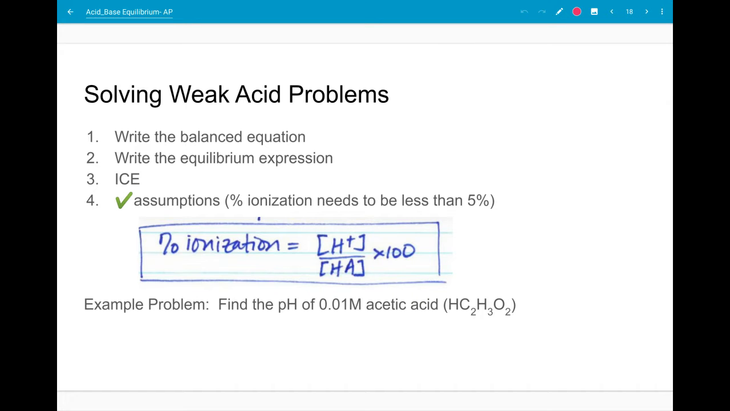Here is the process to solve a weak acid problem. We're always going to start with writing the balanced equation. Then you will write the equilibrium expression. Use ICE appropriately. You'll check your assumptions, which is percent ionization needs to be less than 5%. To find the percent ionization, you take your H+ concentration divided by the initial concentration times 100. Now this check is going to work pretty much most of the time. If it does not work, then you have to not make the assumption that we make and fully solve out the math. So we're going to try this problem, finding the pH of 0.01 molar acetic acid.